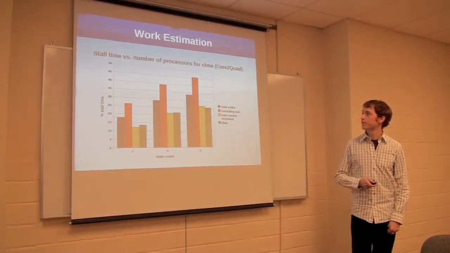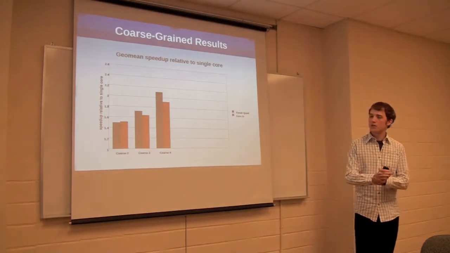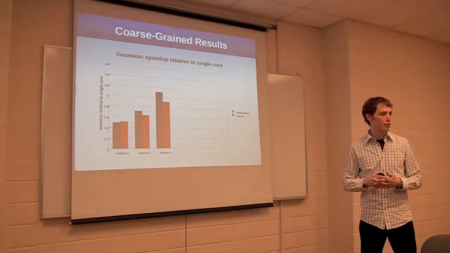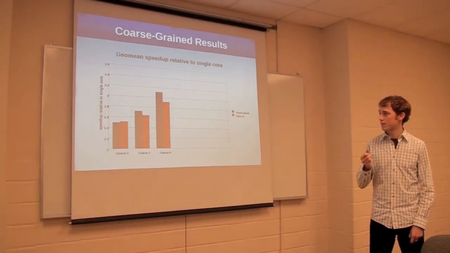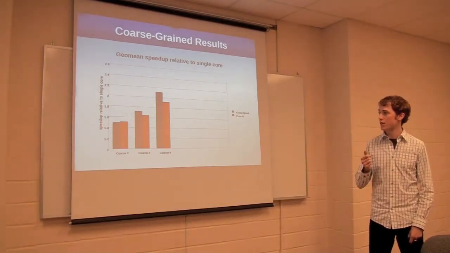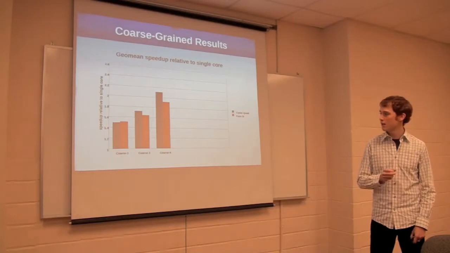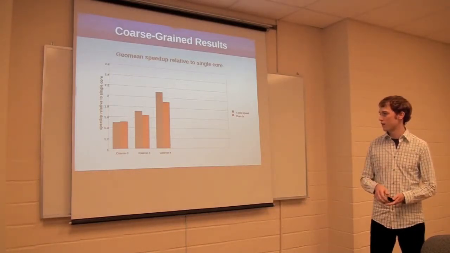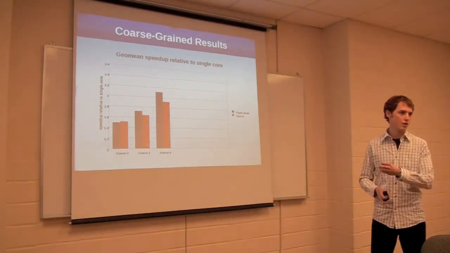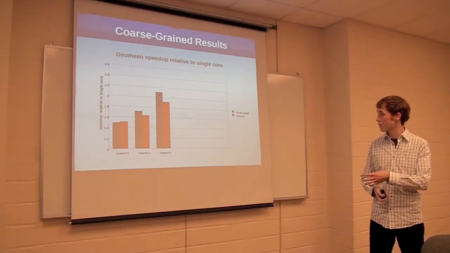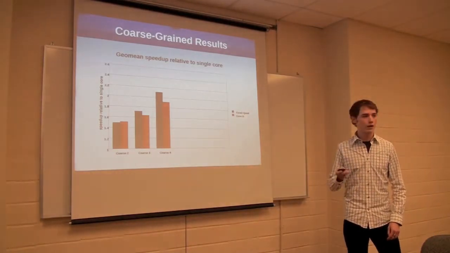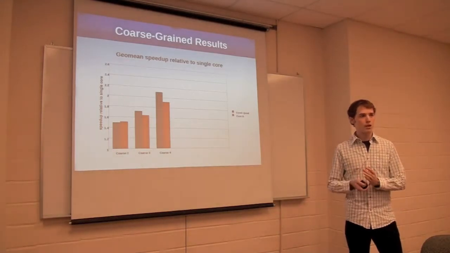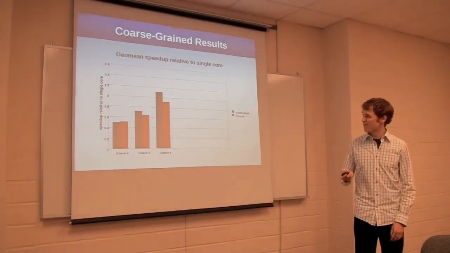Okay, so these are the overall results for the coarse-grained approach using 2, 3, and 4 cores. On the y-axis is the geomean speed up relative to the single core case. On the x-axis are the 2, 3, and 4 cores with coarse-grained configuration. You can see that with the Core 2 quad, we get about 2.1x speed up. The speed up isn't quite as good for Core i5, but it's in the same ballpark.